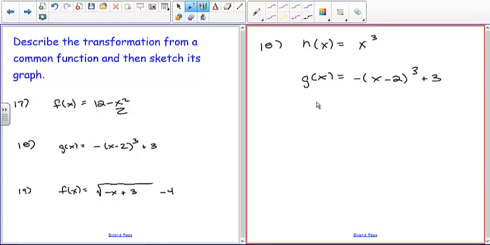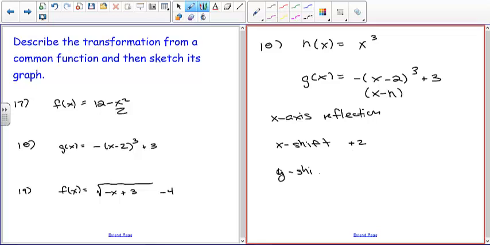So what's going on here? Well, this negative sign means x-axis reflection. This negative 2 means x shift of plus 2, because it's x minus h. So h is 2. That's the shift. And the y shift is plus 3. And if we think about the standard function, it looks kind of like this. And the position of this little part right there is shifted by this amount. And it's also then reflected around. So instead of going this way, it's going to go the other way.